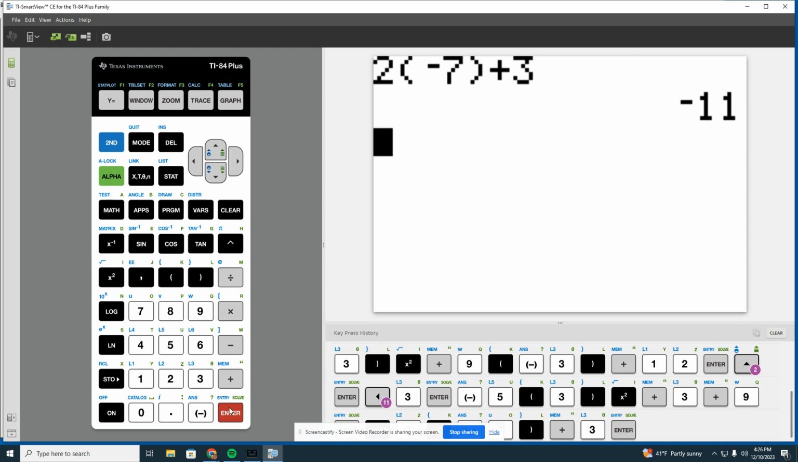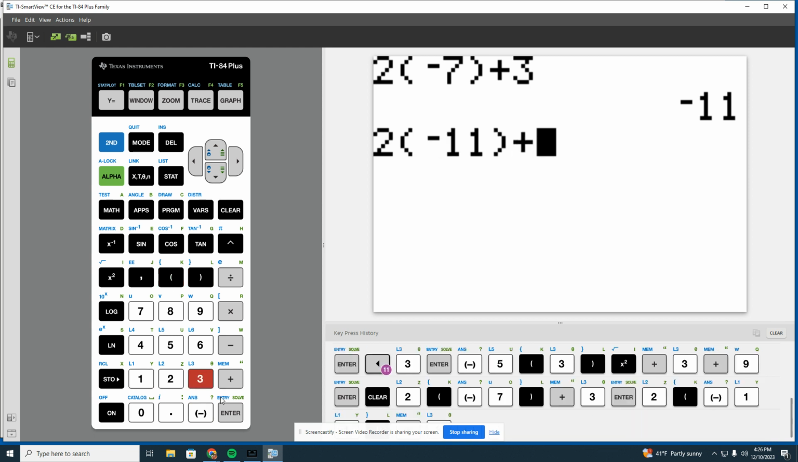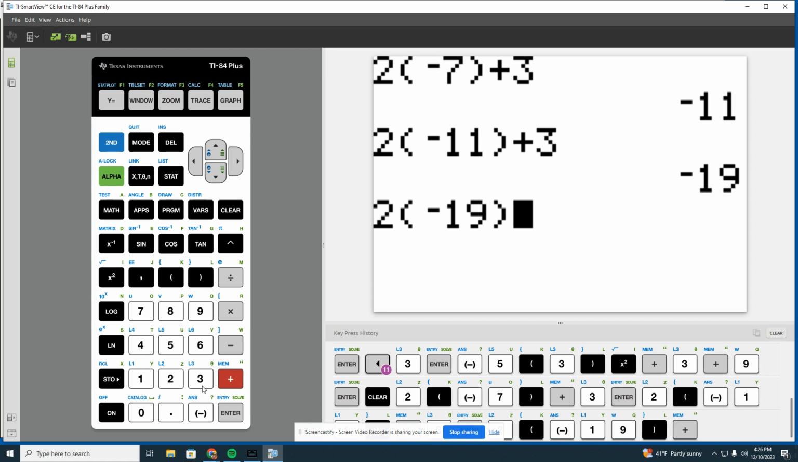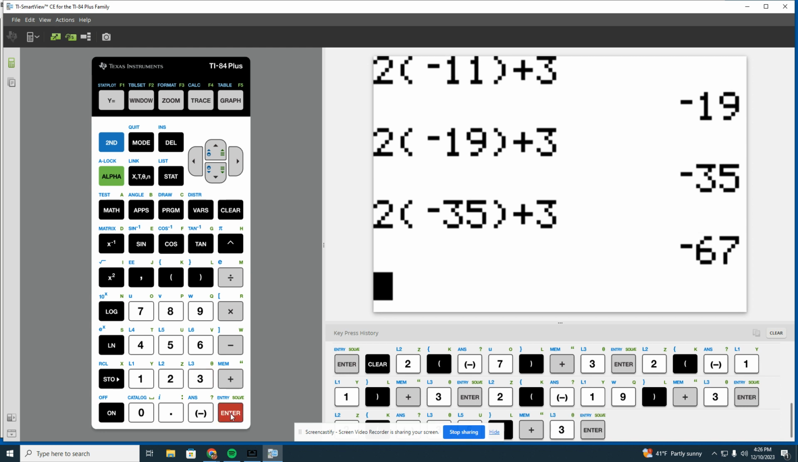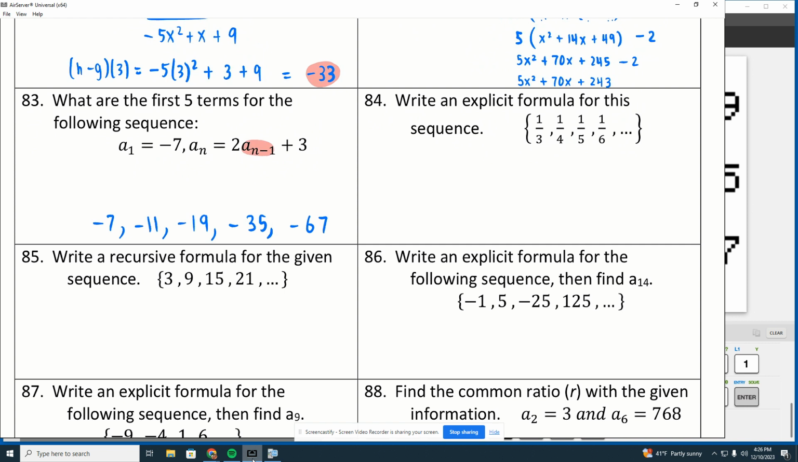And then we just keep doing the same thing. We multiply that -11 by 2, and we add 3. And that's our third term, -19. To find our fourth term, we multiply -19 by 2, and then we add 3. See, we just keep doing the same thing, -35. And then lastly, we take -35 and we multiply it by 2, and we add 3. Same process over and over again. So -67 is our fifth term. So here are my 5 terms: -7, -11, -19, -35, and -67.